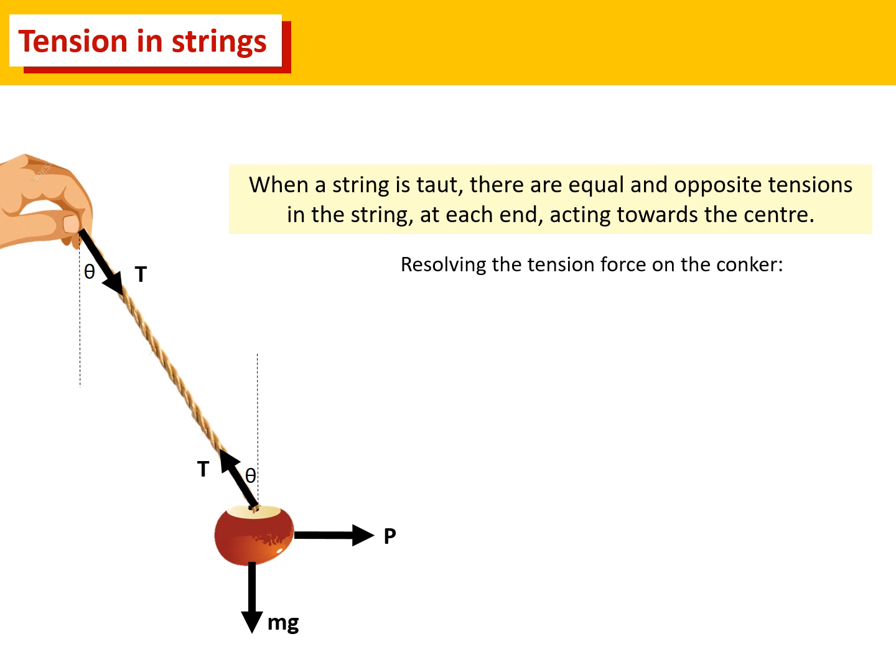So if we resolve the tension that's acting on the conker, which is down here, we'll ignore this tension up here. The tension up here is acting on the person's hand, so not on the conker. So we're only interested in forces on the conker. So we're going to resolve this tension into its two components: T cos theta vertically, T sin theta horizontally. And therefore, we now have our horizontal and vertical forces giving us T sin theta must equal the push force P, and T cos theta must equal mg.